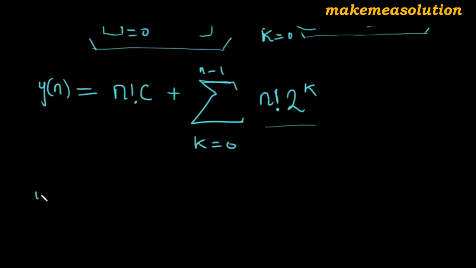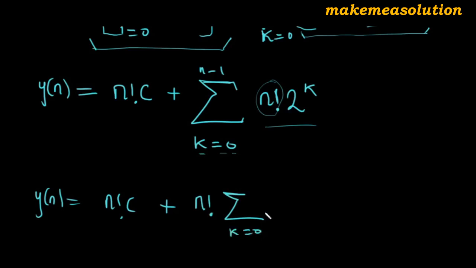And finally, you now have y of n is equal to n factorial c plus, when you see this particular summation, you have n factorial. This summation is actually counting in k. So n factorial is a constant in this case. So you bring it out: n factorial times the summation, k equal to 0 to n minus 1, of 2 to the power of k.